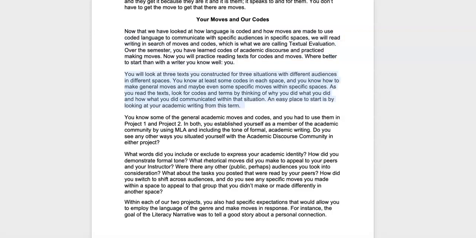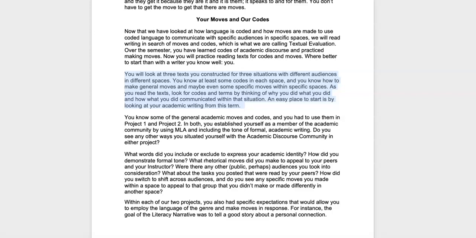You will look at 3 texts you constructed for 3 situations with different audiences in different spaces. You know at least some codes in each space, and you know how to make general moves and maybe even some specific moves within specific spaces. As you read the text, look for codes and terms by thinking of why you did what you did and how what you did communicated within that situation.